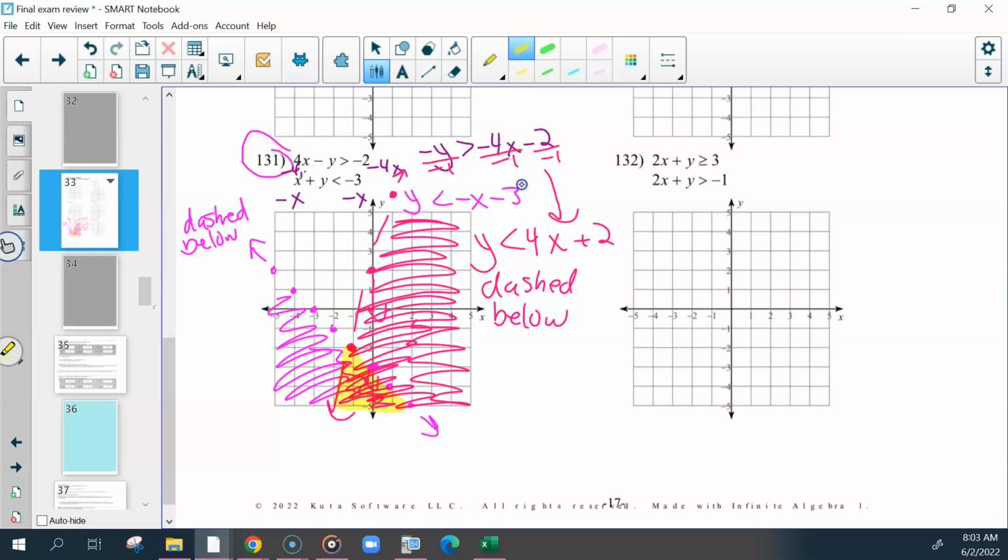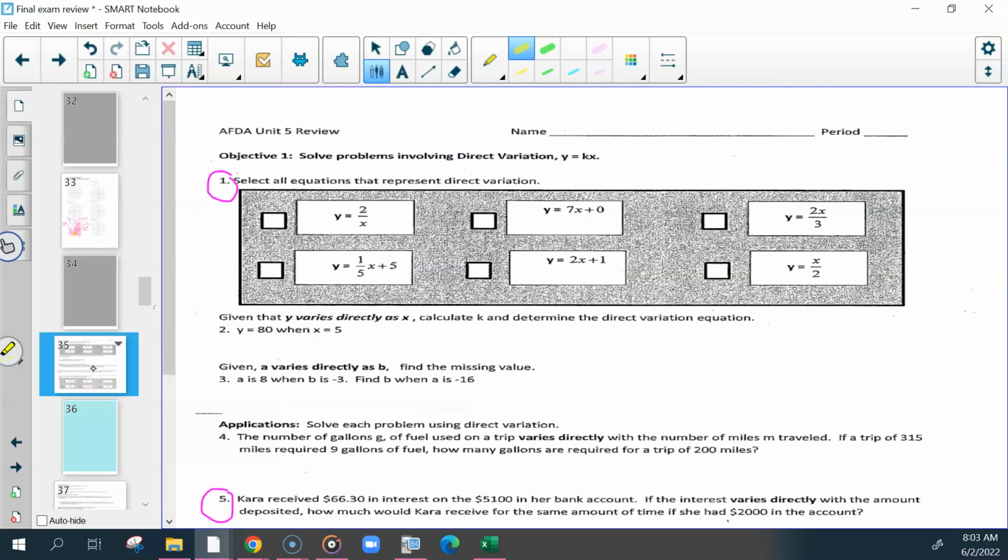Do we have any questions about this one? Are there any others we want to see on this page? On to the next page.